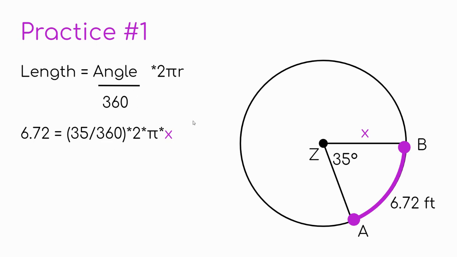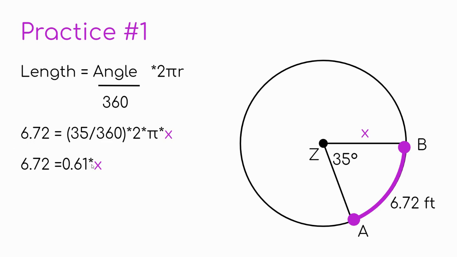So plug into your calculator 35 divided by 360 times 2 times pi. Remember, keep as many decimals as you can. So you should have gotten about 0.6108652. So I rounded it to 0.61. All right, the more decimals you keep, the better it is.